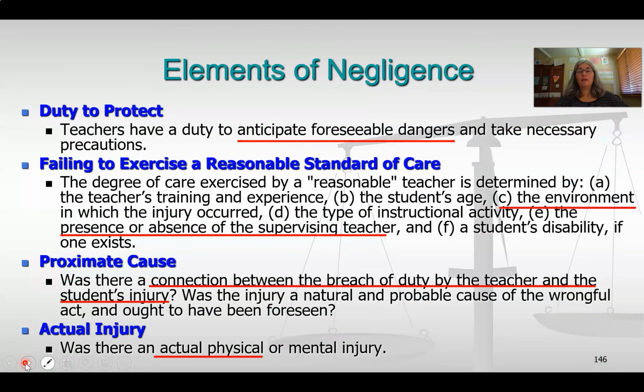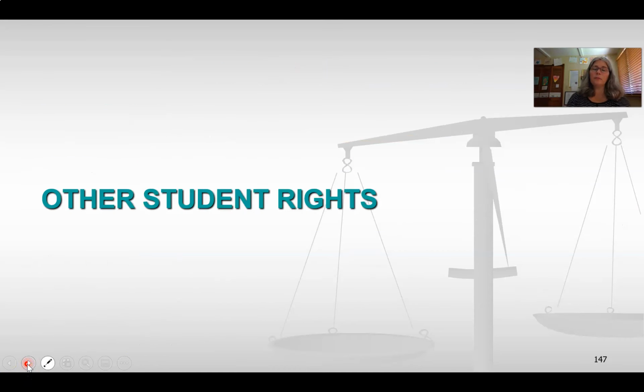Well, we can look at some of the same things. Perhaps he should have anticipated these potential dangers of leaving younger students alone in the gymnasium. Next, the environment. They were on bleachers, which aren't the safest things in the world. Next, he wasn't even there, and he should have been as a supervisory teacher. And yes, I would say there's a connection between his absence and the injury, and yes, there was actual damage. So in that case, yes, the teacher could be found negligent. So again, it certainly makes you think again about some of your responsibilities as a teacher.